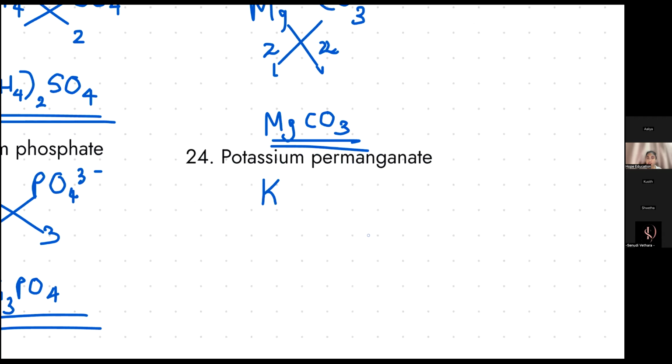MnO4 minus. Potassium gives valency 1, permanganate gives valency 1, cross them, and we get KMnO4.